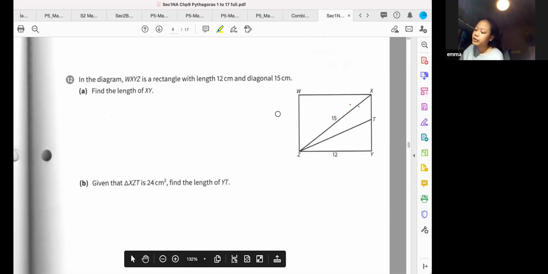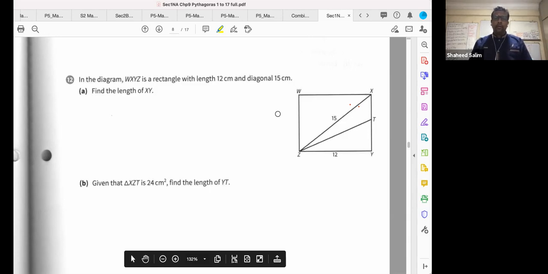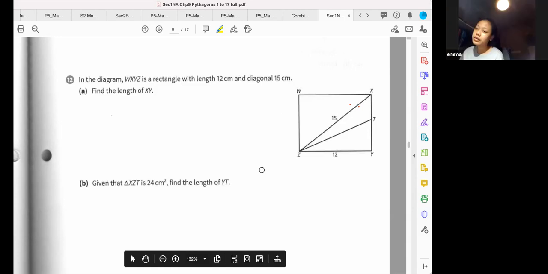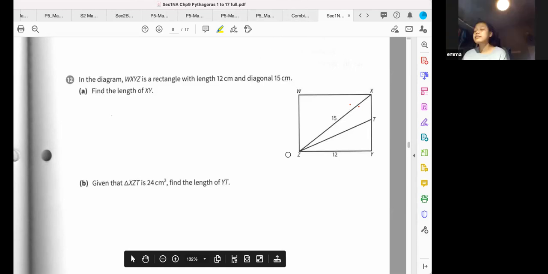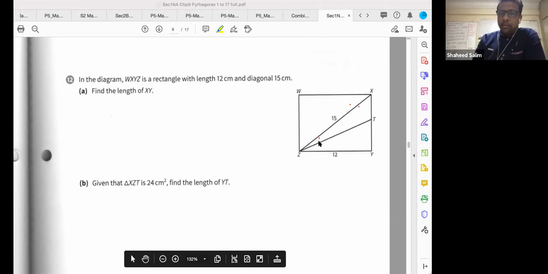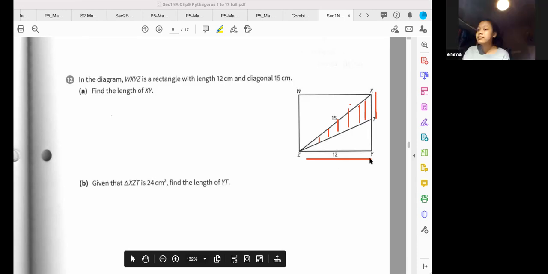Seven point four. How did you get 7.4? Can you explain? 24 divided by 15. Okay, we write the formula. You use the formula of triangle, right? So the area down here, XZT is this one here. So the base is where? The base is ZT, no? Correct? The height is 12. You can see that, right?